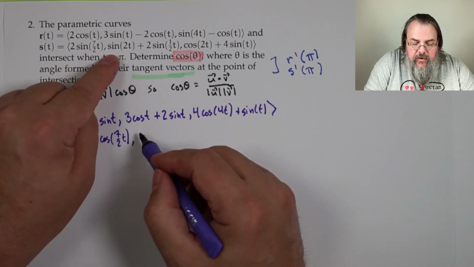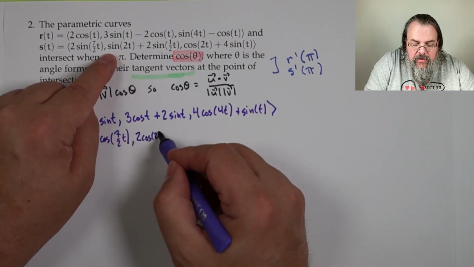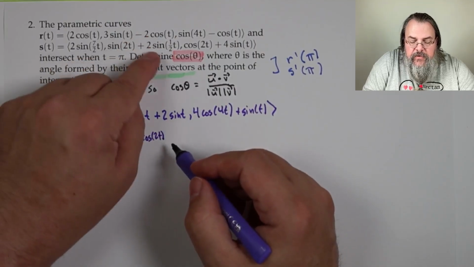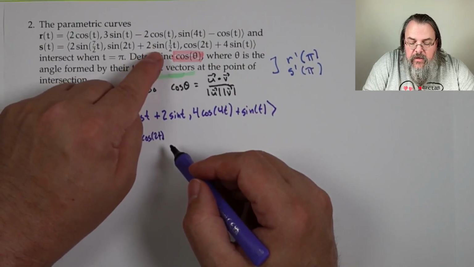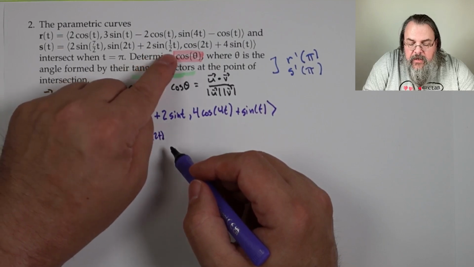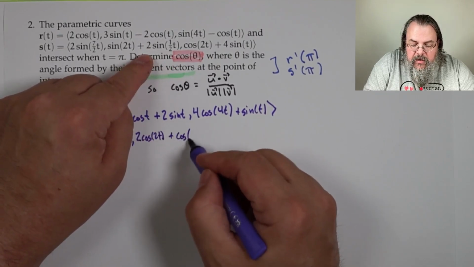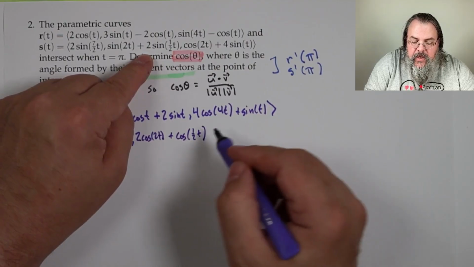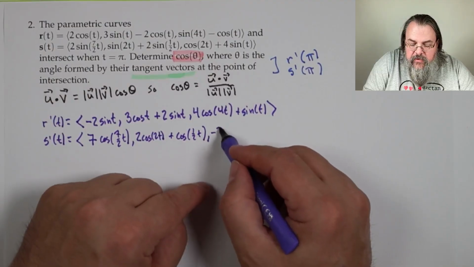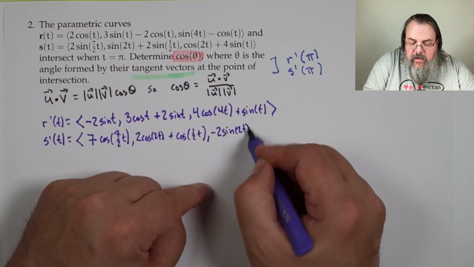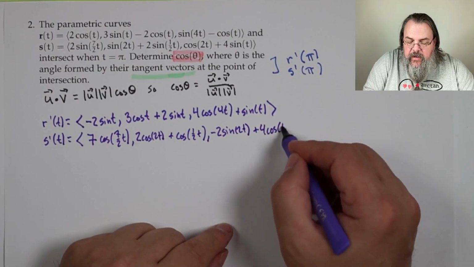Derivative of sine is again cosine. Don't forget to bring out the 2 by the chain rule. So 2 cosine 2t. Derivative of sine is cosine. And so that'll be a cosine. But we have this half, so 2 times half makes 1. So plus cosine 1/2 t. All right, derivative of cosine, negative sine, don't forget the 2, minus 2 sine 2t. And the derivative of sine is cosine, 4 cosine t.